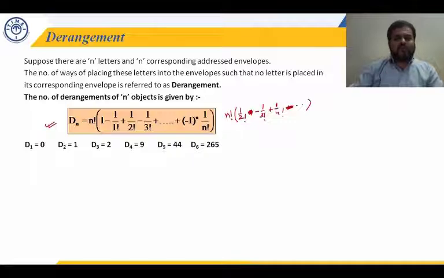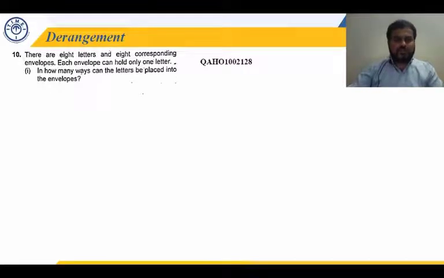Obviously we can't remember all the values for dn. So if you can remember these 6, it will be well and good. It can save you some time. Now let us look at a question on this. So this is a question in sheet number 2128 and it is question number 10.